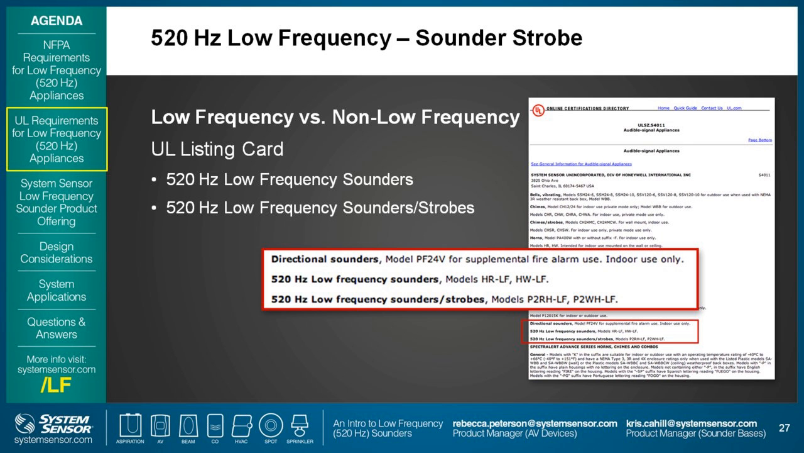But another way that you can tell is you can look at the online certifications listing card. This is a snapshot of our AV listing card. So you can see specifically it says 520 Hz low frequency sounders and sounder strobes. As more and more manufacturers come out with products, you're going to start to see very similar things in their listing cards. And I've noticed in a lot of the product manuals, you'll see things that say complies with the new low frequency sleeping space requirements so that you know which products are intended to meet the code.